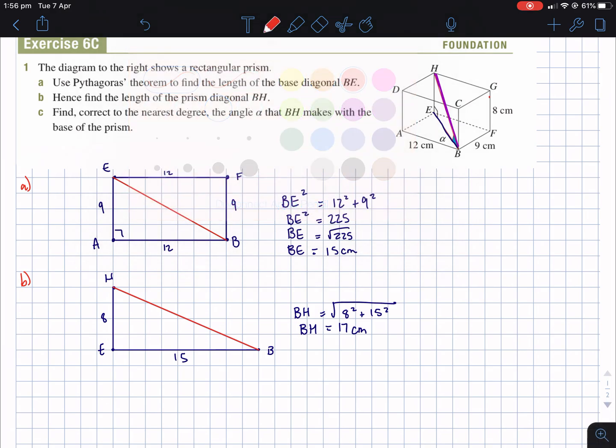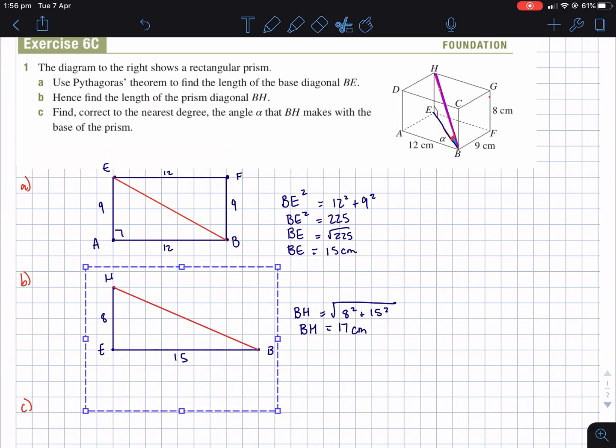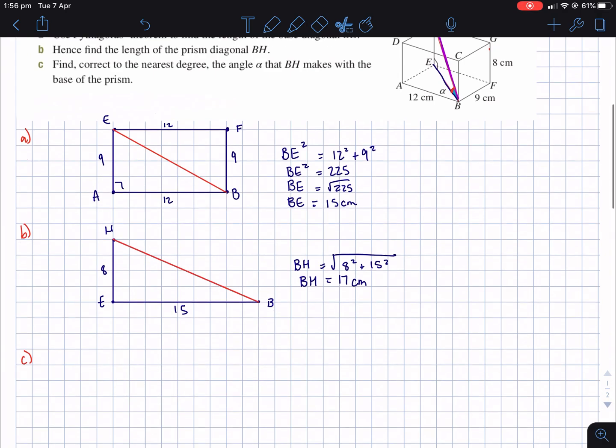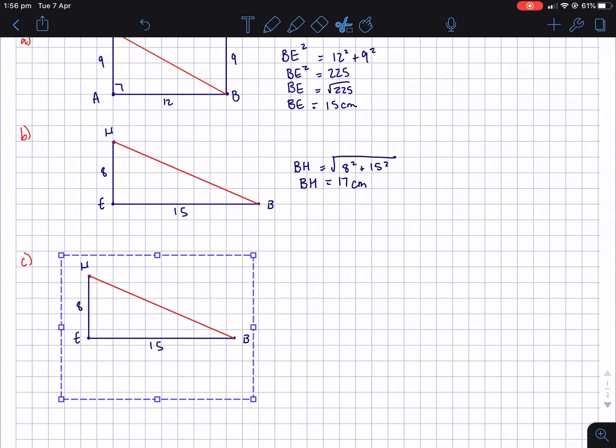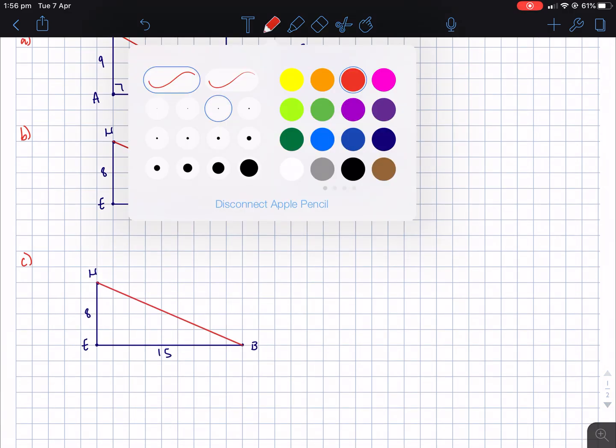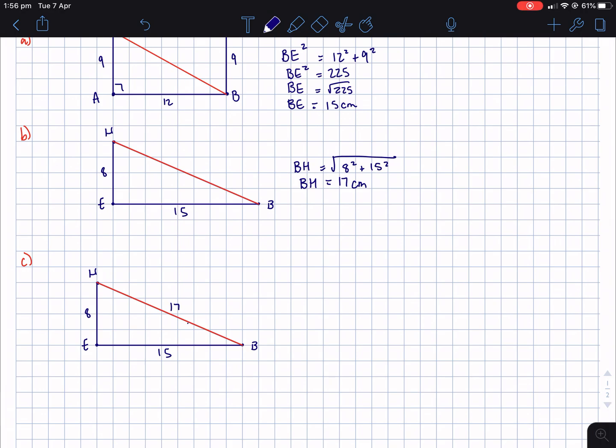And then for C, the angle that they want is this angle alpha here. So we're going to copy this diagram, and I like to always do a fresh diagram for every one I do. We know that this is now 17. This is alpha. You could use sine, cos, or tan.